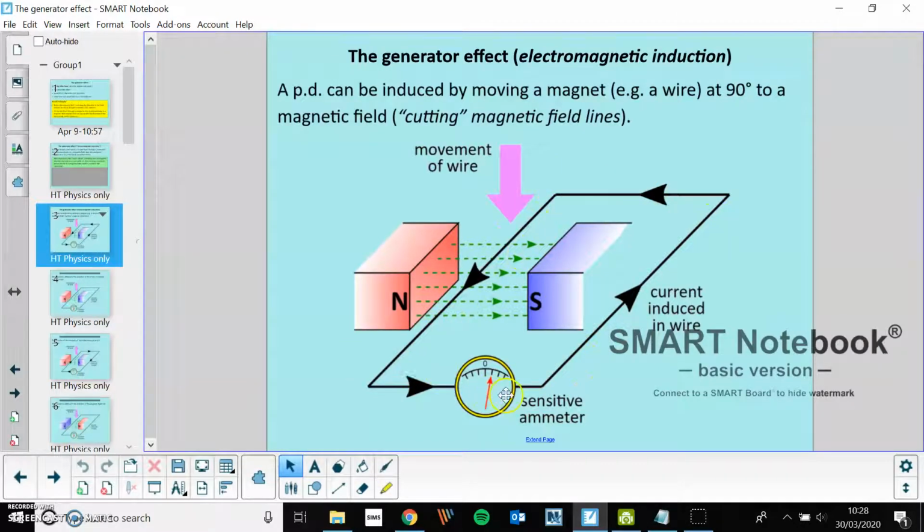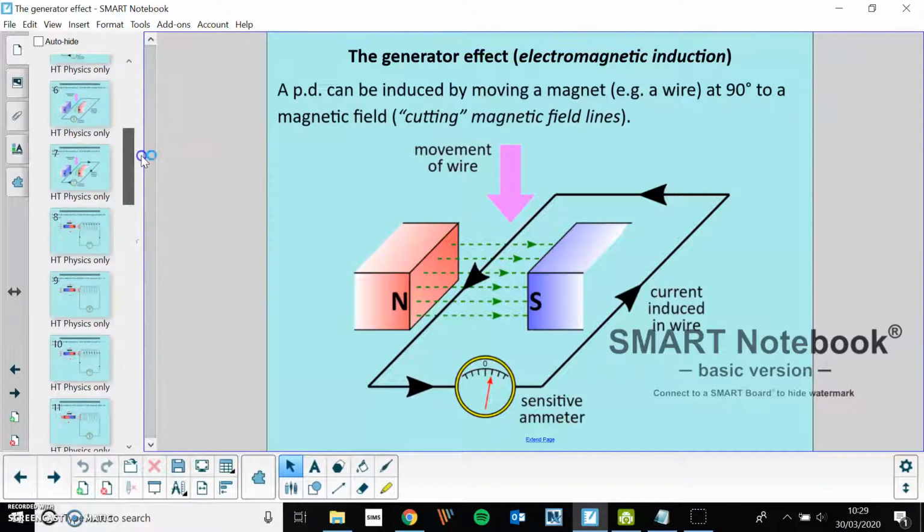Just as with the motor effect, the direction of everything is important. If I move the wire up instead of down, the current would be in the opposite direction. If I reverse the north pole and the south pole of the magnet, the current would be in the opposite direction. But the generator effect is basically this: if I have a wire or some kind of conductor and I move it through a magnetic field, that induces a potential difference, which in turn, if there's a complete circuit, induces a current.